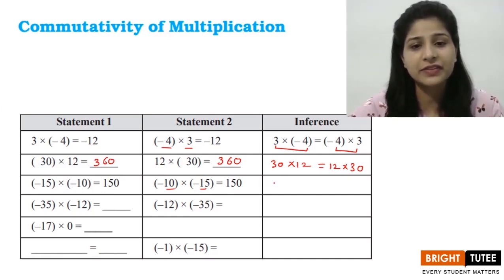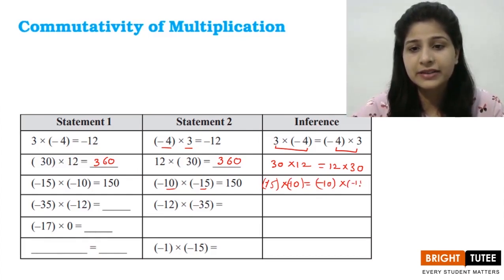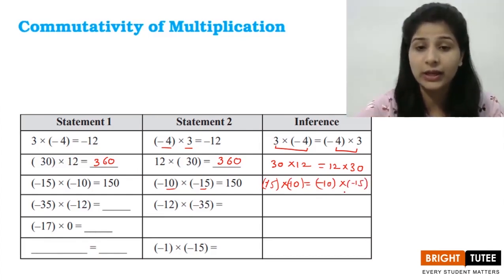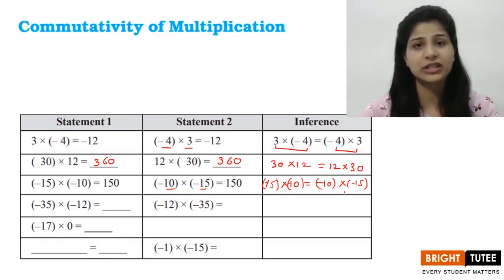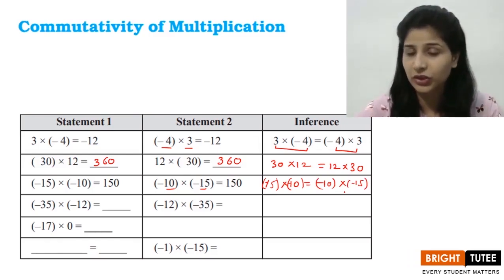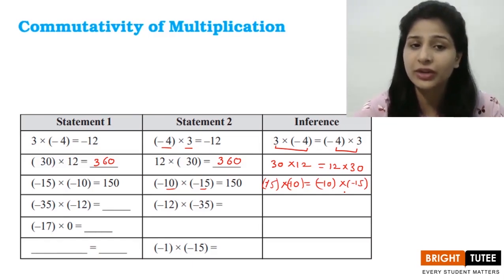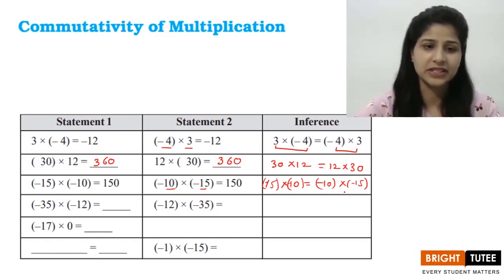So here what is the inference that we can come out with? Minus 15 into minus 10 is equal to minus 10 into minus 15. They both are equal. So till now multiplication is commutative, when one is positive and one is negative. We have taken both the positive integers and we have also taken both the negative integers.